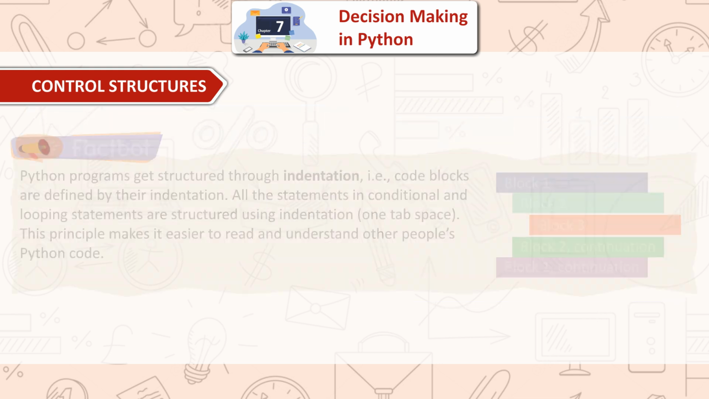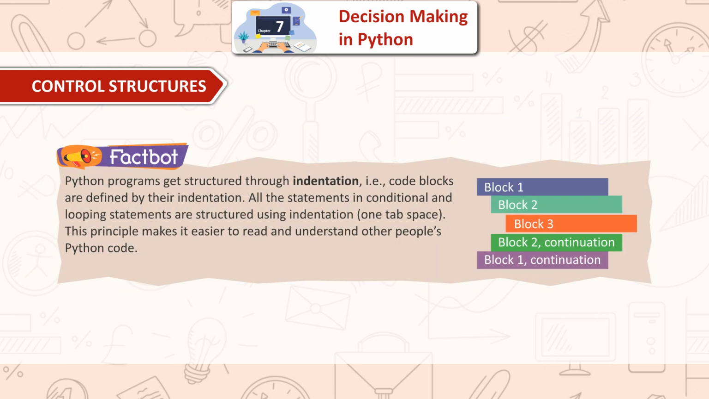Fact bot: Python programs get structured through indentation. That is, code blocks are defined by their indentation. All the statements in conditional and looping statements are structured using indentation, one tab space. This principle makes it easier to read and understand other people's Python code.